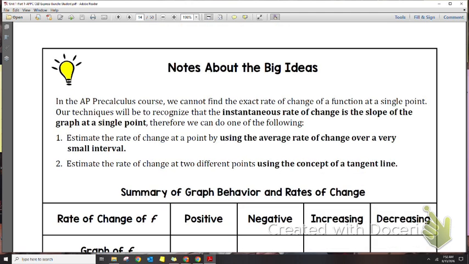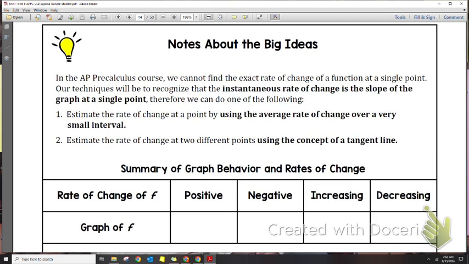All right, so notes about the big ideas. In the AP Pre-Calc course, we cannot find the exact rate of change of a function at a single point. Our techniques will be able to recognize that the instantaneous rate of change is the slope of the graph at a single point. Therefore, we do one of the following. We estimate the rate of change at a point using the average rate of change over a very small interval, or we can estimate the rate of change at two different points using concepts of a tangent line.